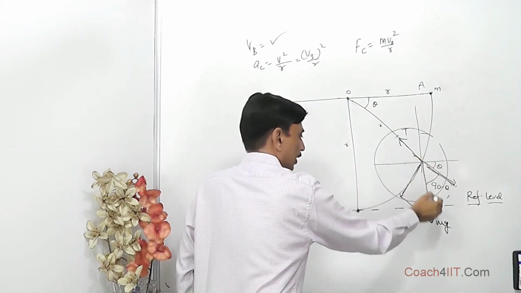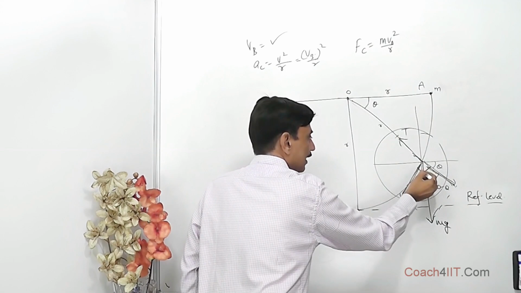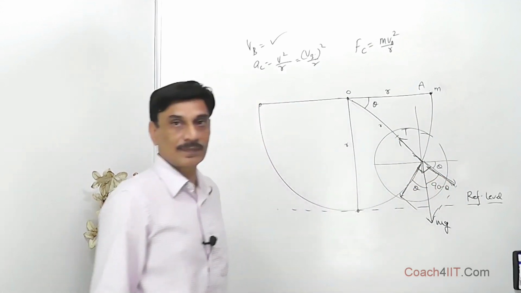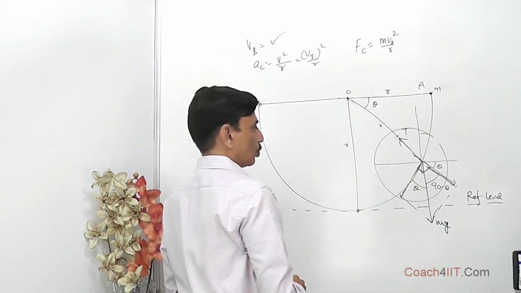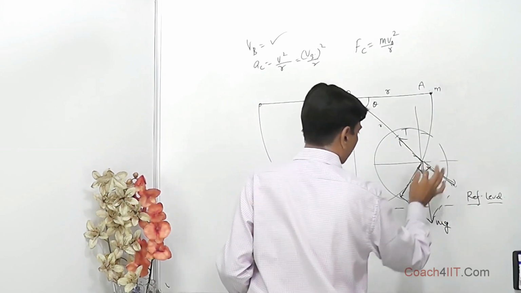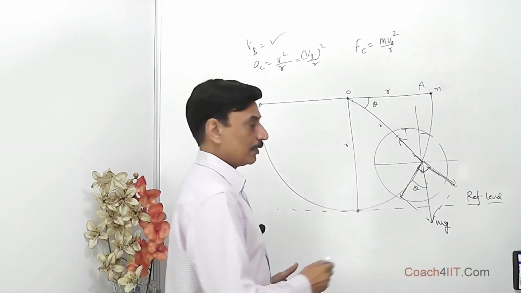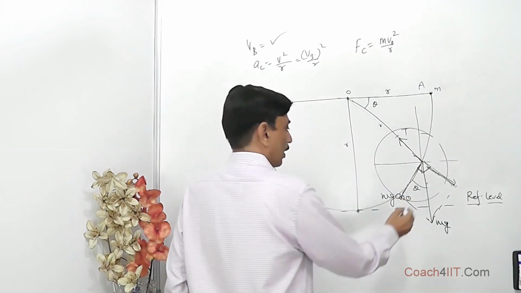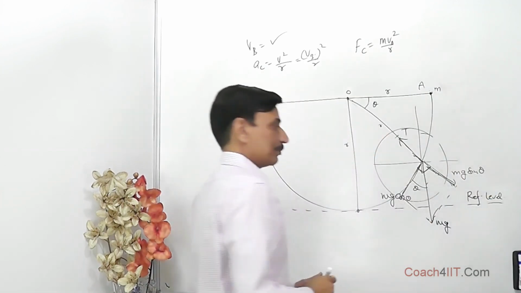These are two rectangular components, which means this angle in total is 90. So if this is 90 minus theta, this angle is theta. We can remove this so that there is no confusion. If mg is like this, then this component is going to be mg cos theta, and this component of mg is going to be mg sin theta.